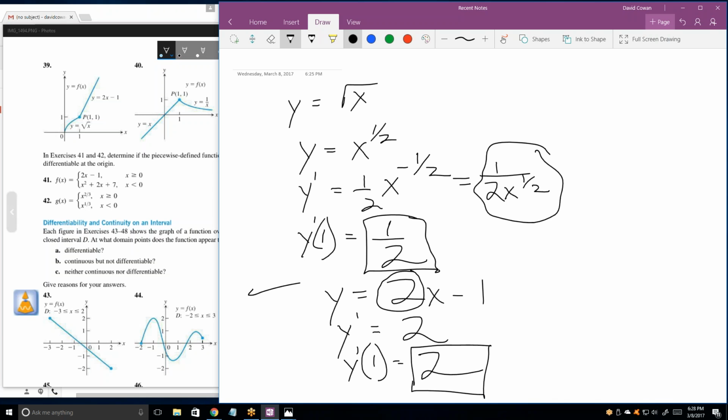And use the same logic for every one of these. In other words, on number 40, the slope from the left is +1. The slope from the right is whatever the derivative of that is, which is -1 over x squared. So it's -1 from the right, it's +1 from the left. That's not the same, so the derivative doesn't exist.